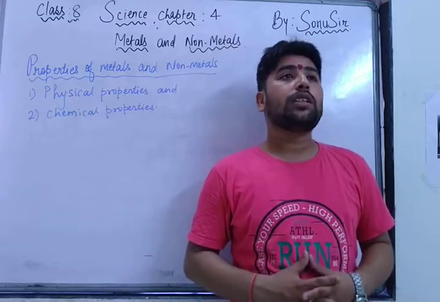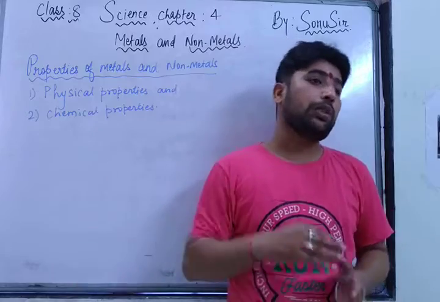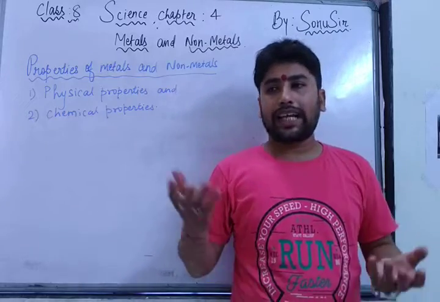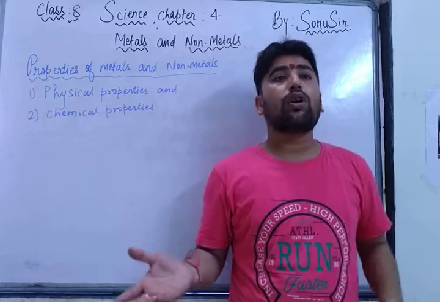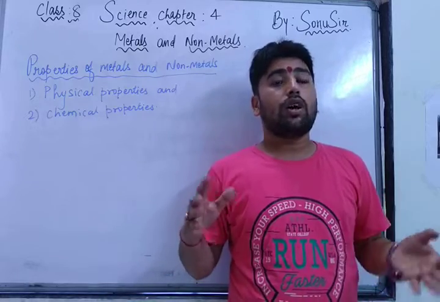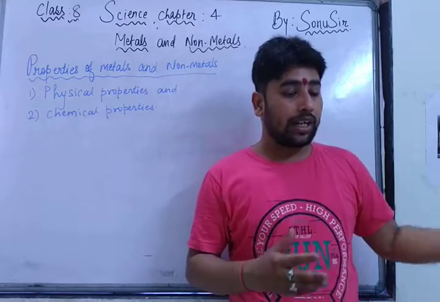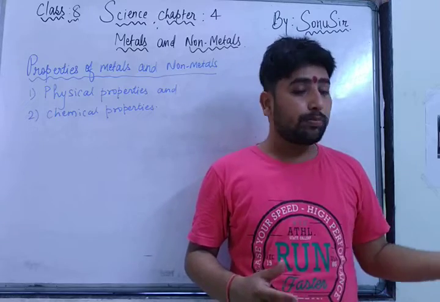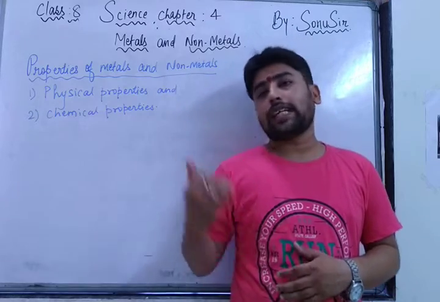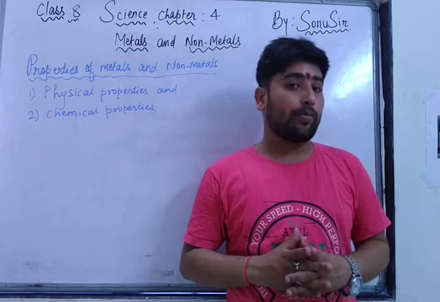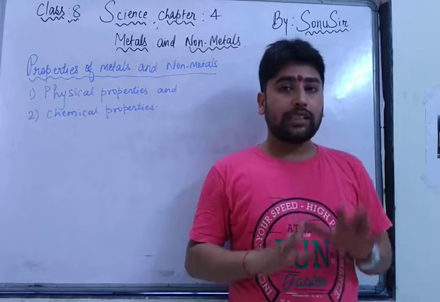And chemical properties are when the metal or nonmetal reacts with other chemicals like oxygen, any acid, any base. After the reaction of the metal and nonmetal with the acid, base or any other gases, whatever compound we get, these types of properties are called chemical properties. Got it? Physical properties and chemical properties.